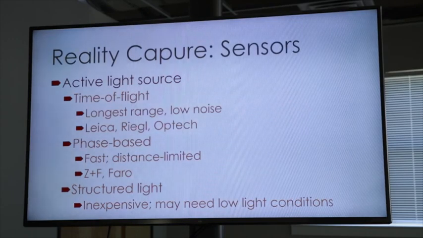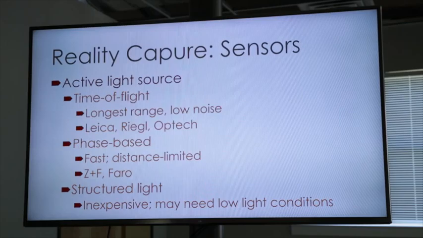And so first of all, I wanted to talk a little bit about sensors for reality capture. And we've got active light source sensors. So these are the mostly laser scanners. We've got time of flight scanners, such as those from Leica, Riegl, Optech. These are basically like the survey instruments, where we're sending out a beam of laser light. We're measuring how long it takes to get back. These have the longest range and the lowest noise out of all the active scanners.